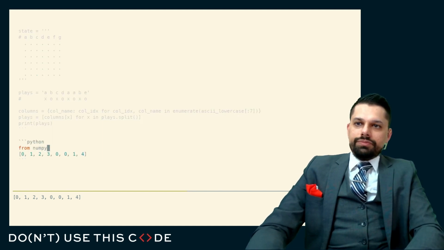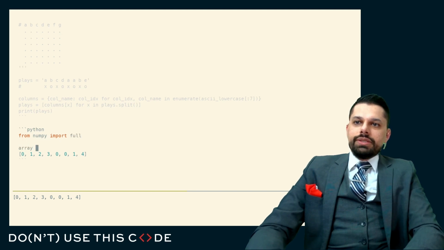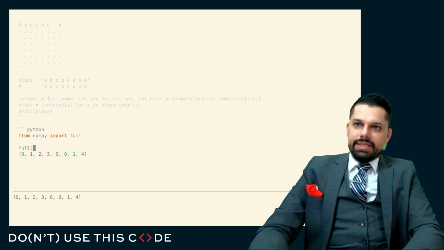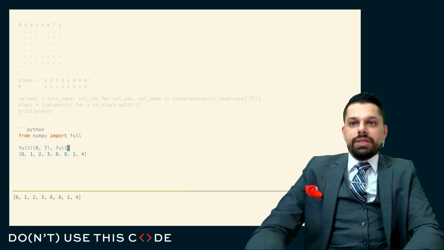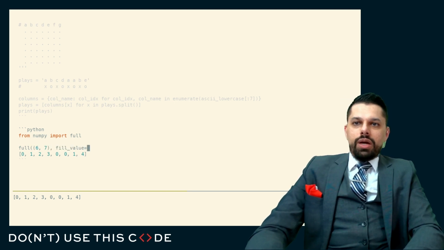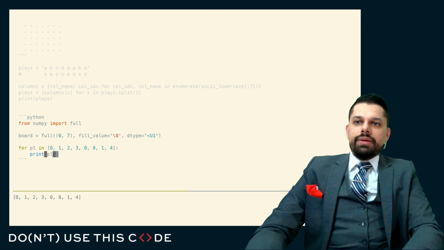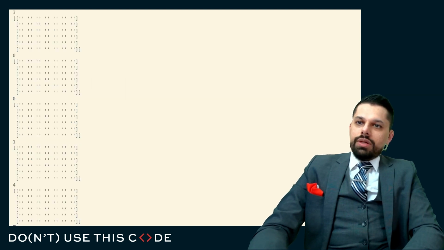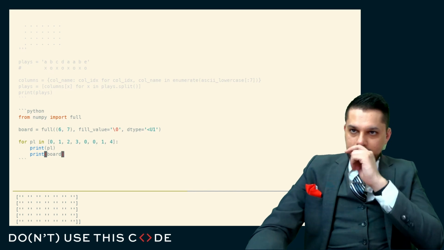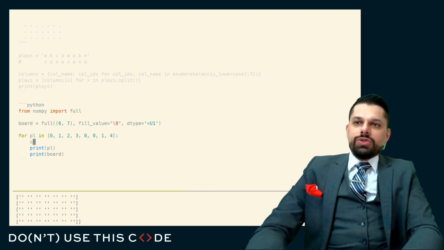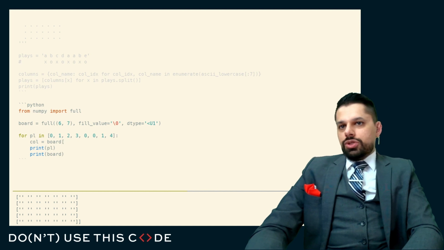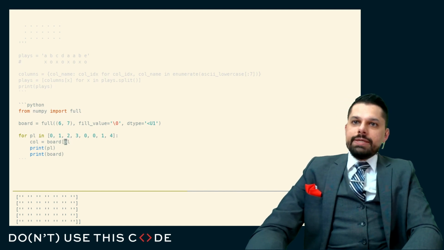So our board is going to look like this. It's going to be a 6 by 7 or 7 by 6, depending on how you look at this, board with a fill value of, say, a null byte and a dtype of single character Unicode. And we're going to print out the play, and we're going to print out the board. So here's each play, and that's what the state of the board is going to be. We know what we want to do for each of these cases. We want to get the corresponding column. So we'll get that play, and we'll get every row for that. So this is the corresponding column.